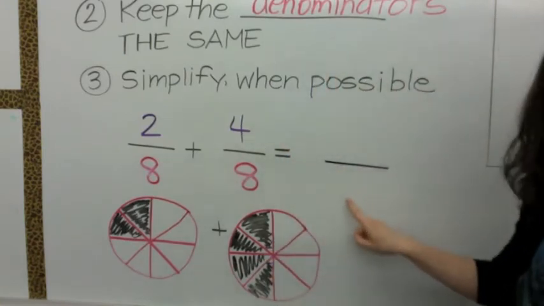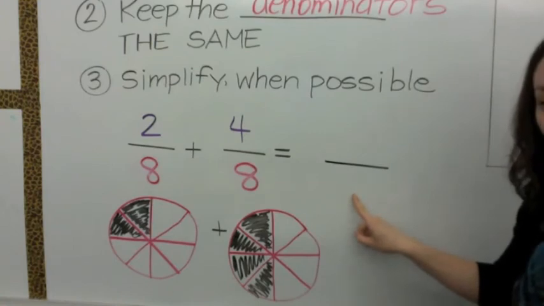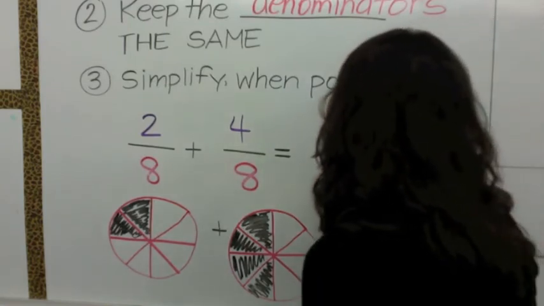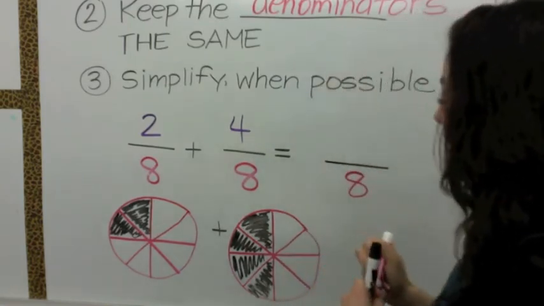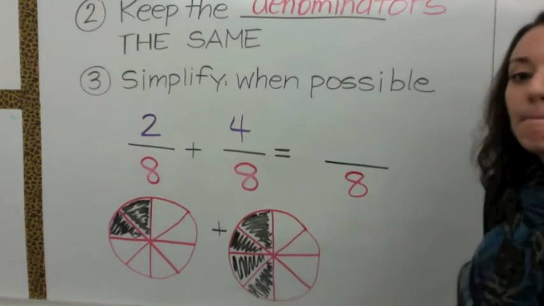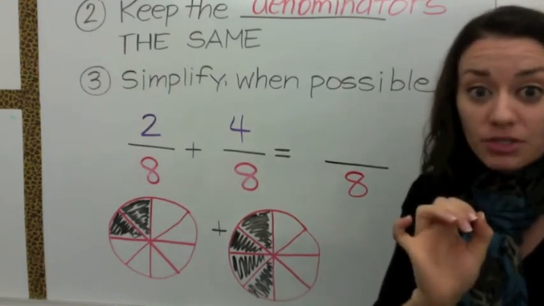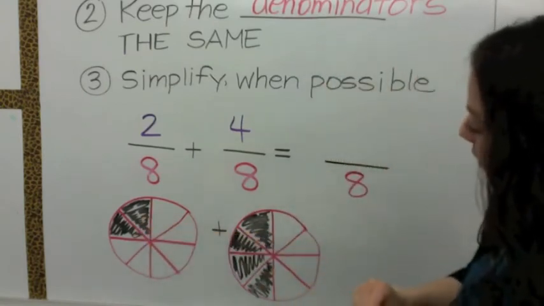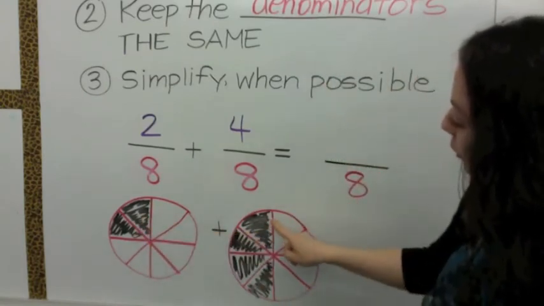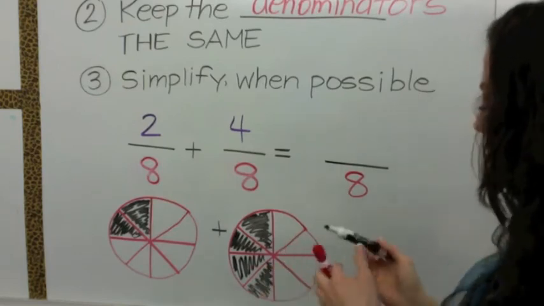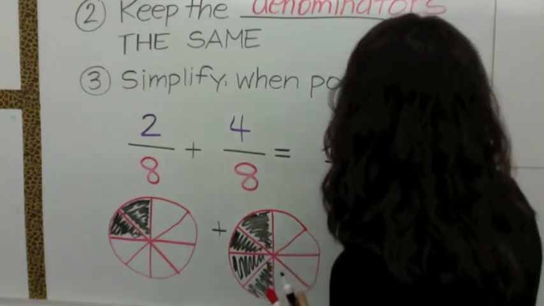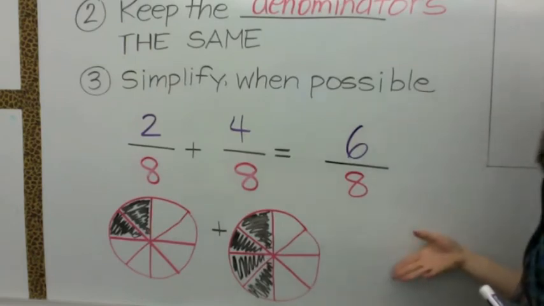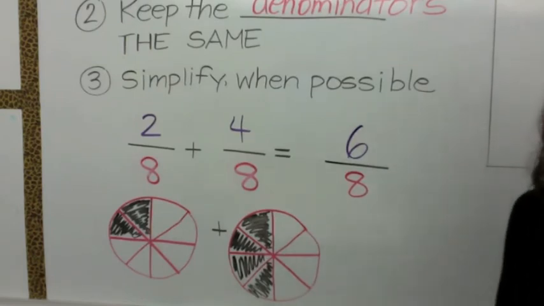So what number do you think should go here if you add these together? They're eighths, right? You're keeping the denominator the same. They're still in eighths. But let's count the shaded parts. Let's count the numerator. Let's say 1, 2. And let's keep adding, count up, 3, 4, 5, 6. Okay. 6. So this gives you 6/8.